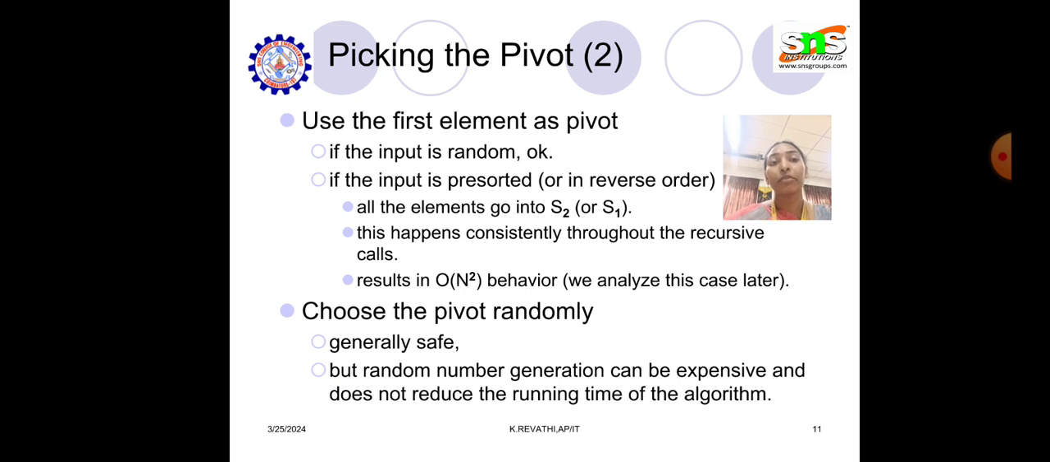Then choose the pivot element randomly. Generally safe, but random number generation can be expensive and does not reduce the running time of the algorithm.